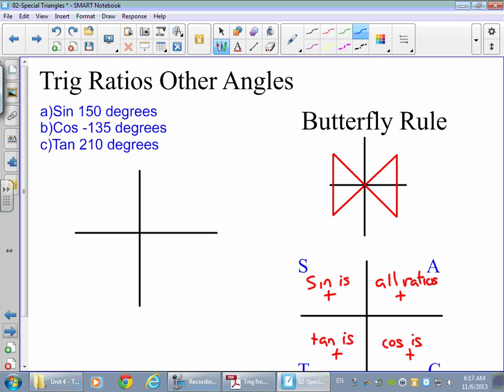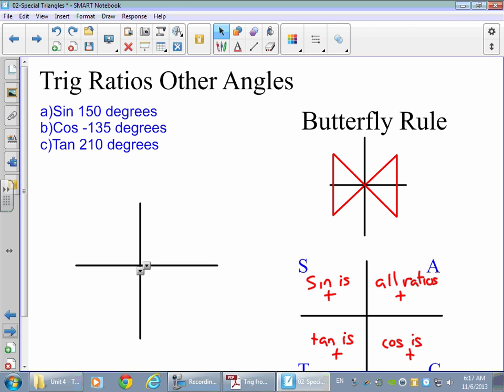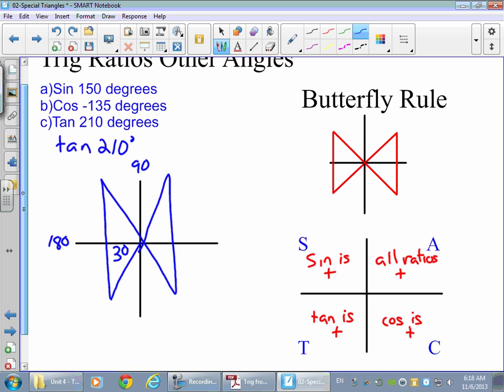So last one, we'll go with tan of 210. Give myself a little bit more room. And 210 degrees means that I'm essentially going to end up down here. Again, 90 to this point, 180 to this point, and then continue on another 30 more. And so my butterfly looks like this. So tan of 210 is going to be related to tan of 30.